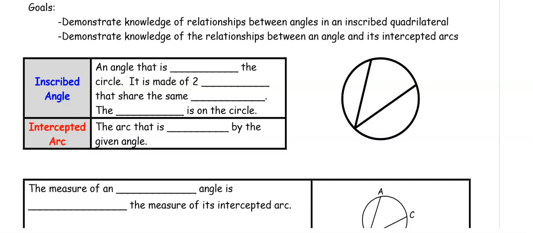So an inscribed angle is an angle that is on the inside of a circle. It is made of two chords that share the same endpoint. The vertex of our angle is always going to be on the circle. So right here, this angle is an inscribed angle. Its vertex is on the circle. The intercepted arc then is the arc that is formed by the given angle. So this would be our intercepted arc between the two openings of the chords.